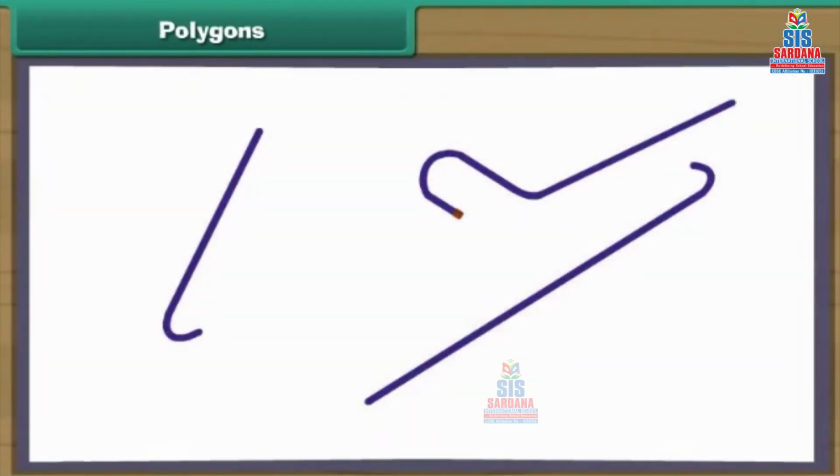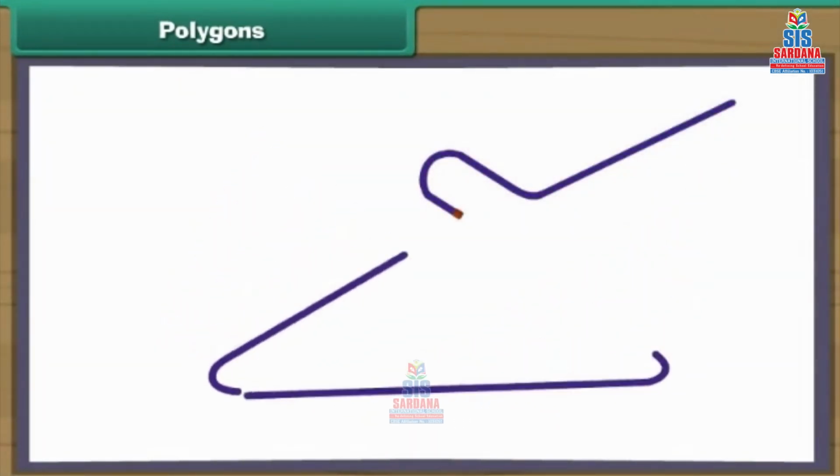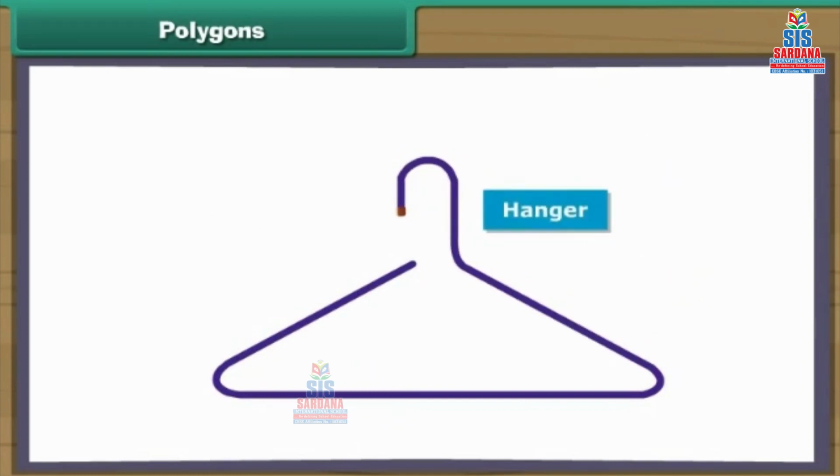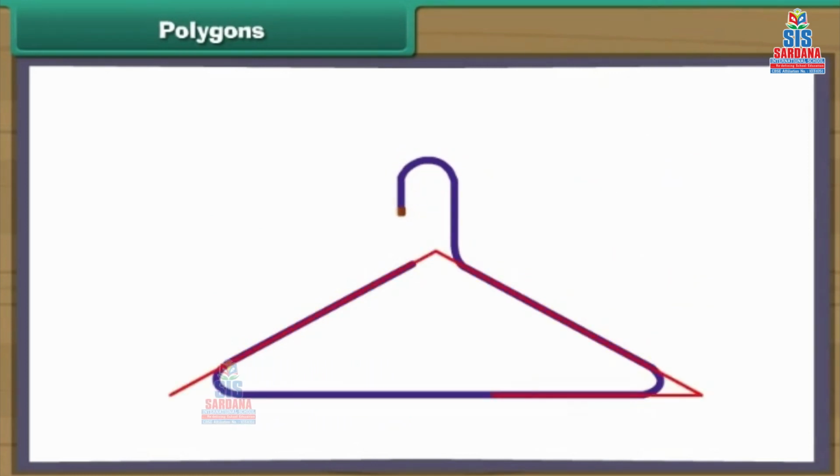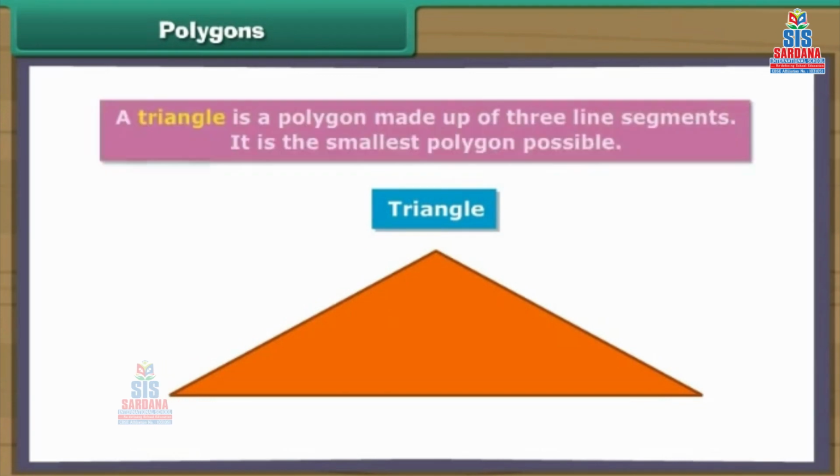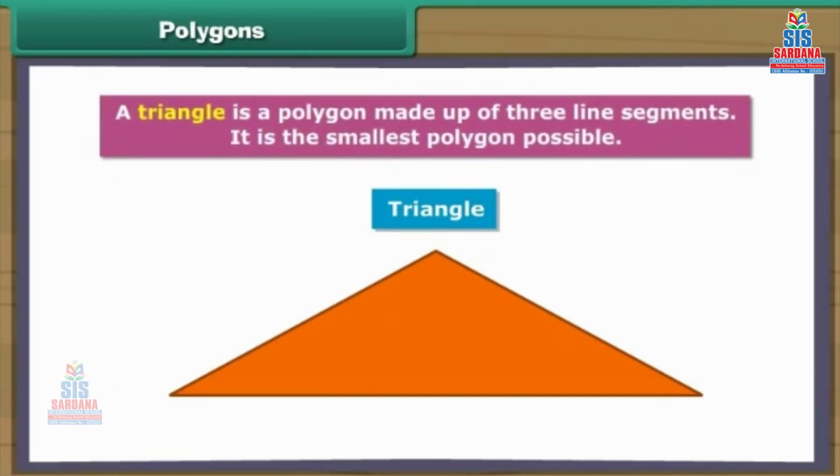We take 3 pieces of plastic and join them to form a towel hanger. We have created a triangle. A triangle is a polygon made up of 3 line segments. It is the smallest polygon possible.